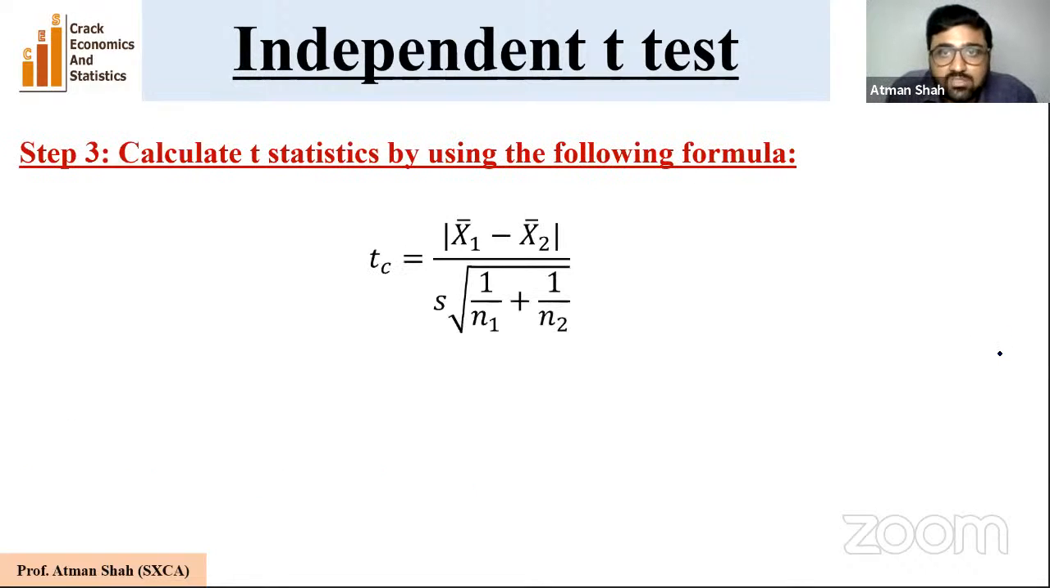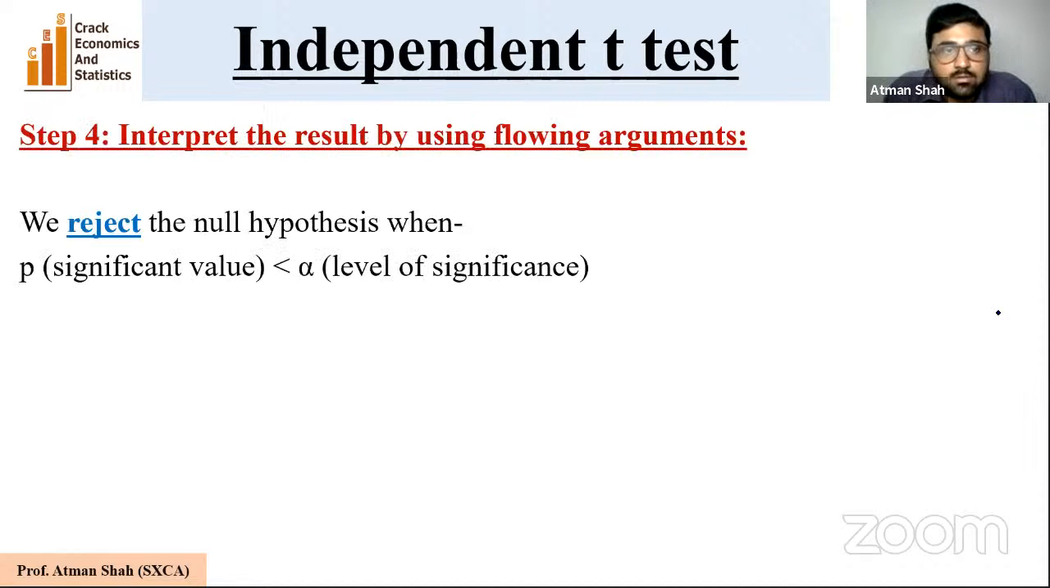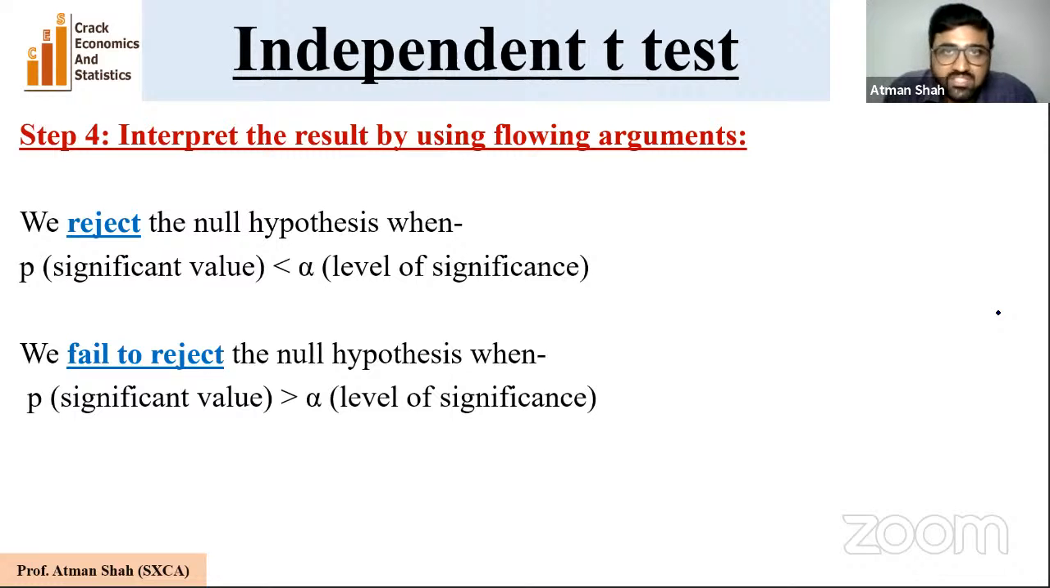Step 3, calculate the t statistic by using the following formula. Here x1 bar is the mean of group 1 and x2 bar is the mean of group 2. S is the sample standard deviation, N1 is the sample size of group 1 and N2 is the sample size of group 2. We use this formula if we want to calculate the t statistic manually, and then we compare this t statistic with the tabulated value. The decision rule: reject the null hypothesis if p-value is less than alpha, and fail to reject the null hypothesis if p-value is greater than alpha.